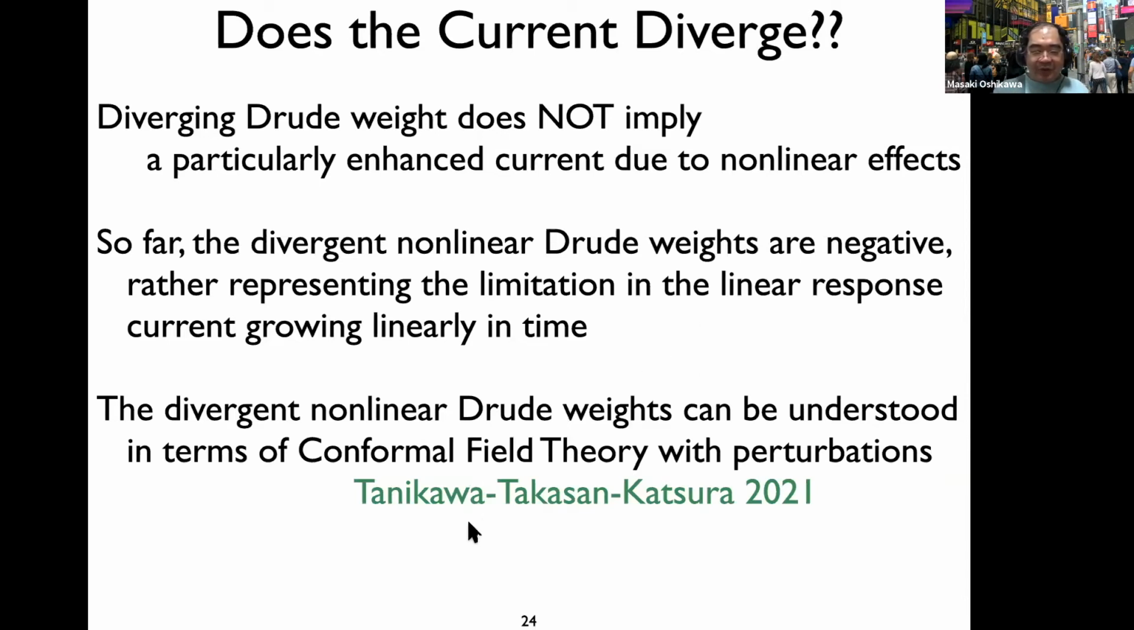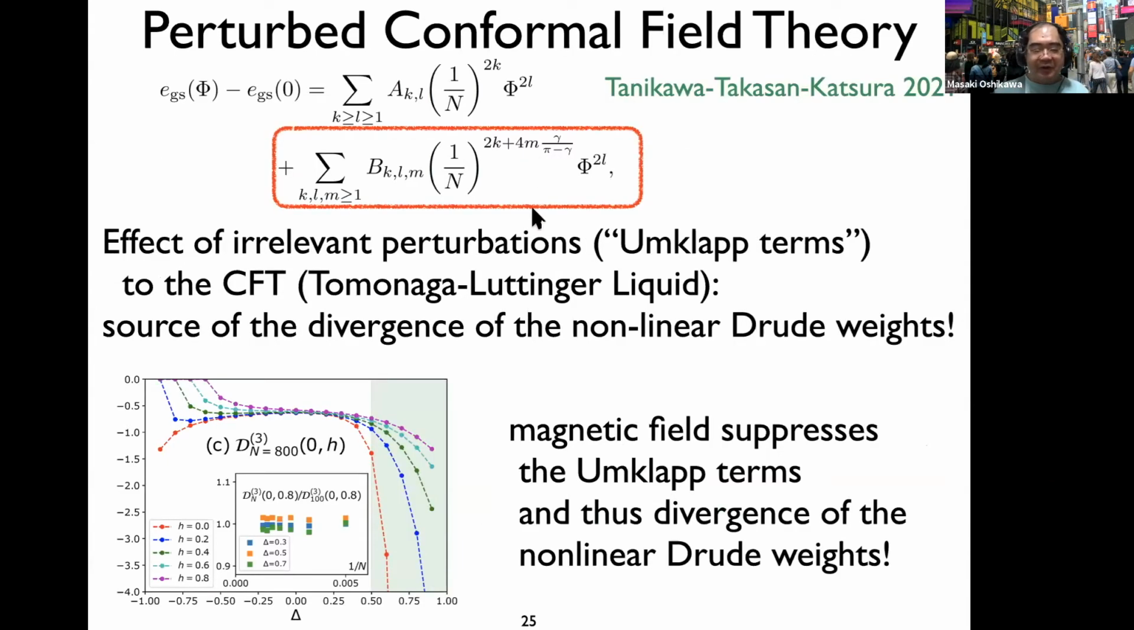And also, in this paper, they showed nicely that this divergence of nonlinear Drude weight can be understood in terms of perturbed conformal field theory. If you expand the ground state energy as a function of Aharonov flux and the system size, then there is some singular term which comes from the irrelevant perturbation to the conformal field theory, Tomonaga-Luttinger theory, and they showed how to understand this behavior by perturbed CFT.